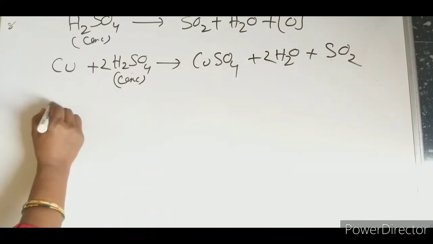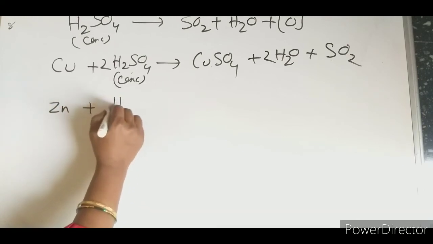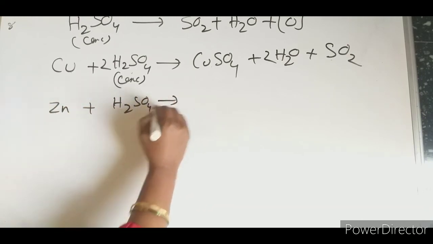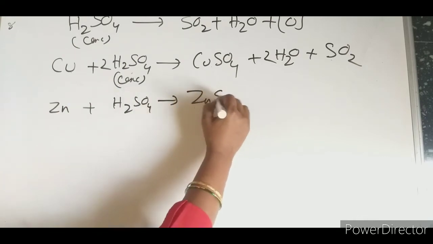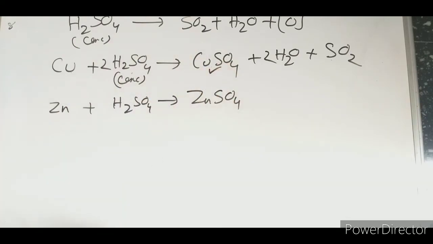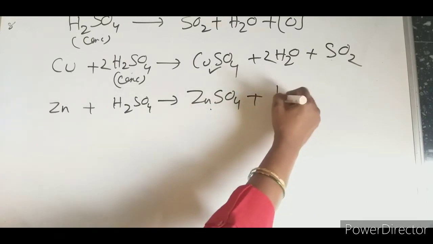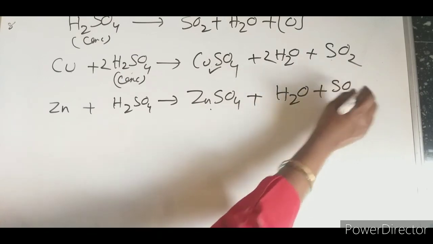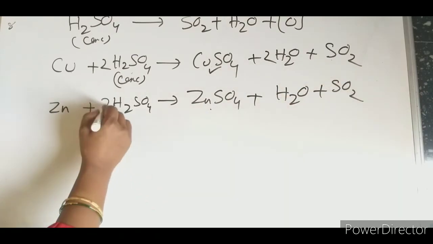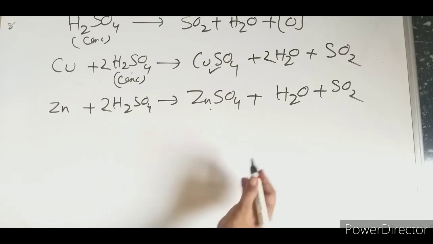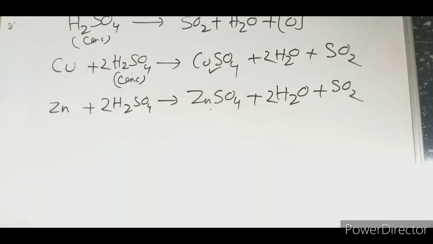Okay, then let us see zinc. Zinc with H2SO4, what is the product? Here zinc sulfate is also an oxidized product. So here water and sulfur dioxide. So 2 sulfuric acid, then 2 water. This is for metals. And inorganic compounds, that is not in our course, but let us see one of these inorganic compounds.